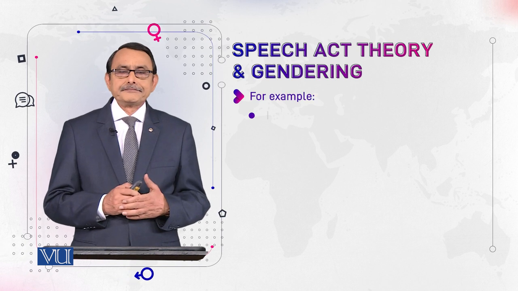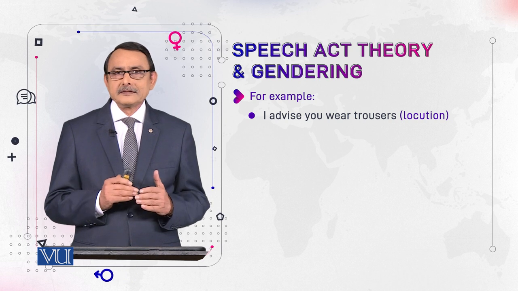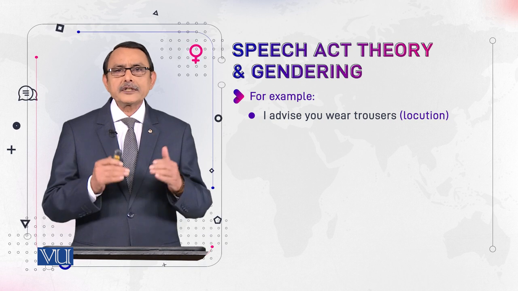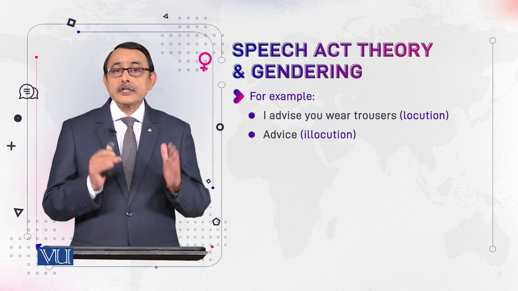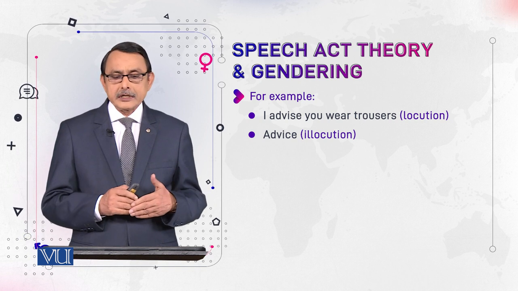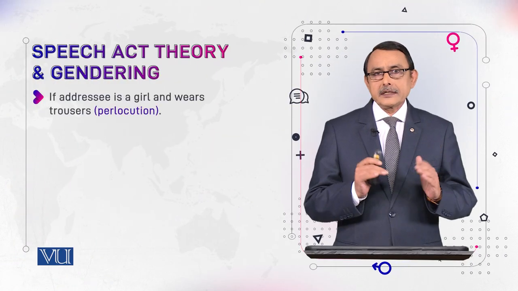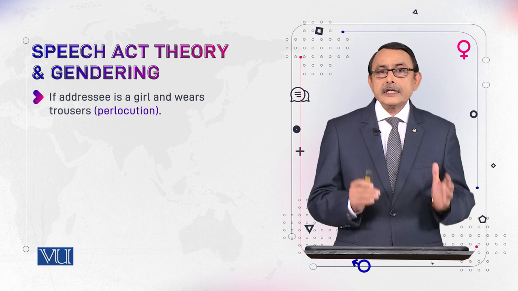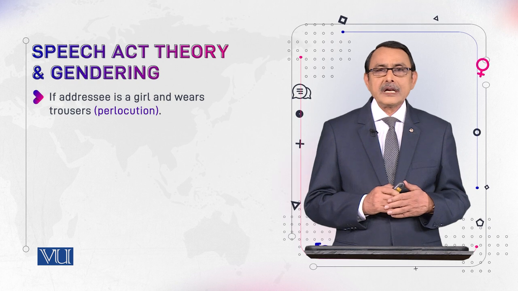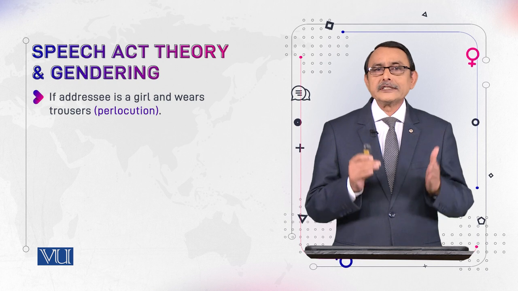For example, "I advise you to wear trousers." This is the utterance. We call it locution. This is what we say. Now, it is an advice. This is the intention. We call it illocution. Now, if the addressee is a girl and wears trousers, this is perlocution. After that, we can understand that this was an advice.